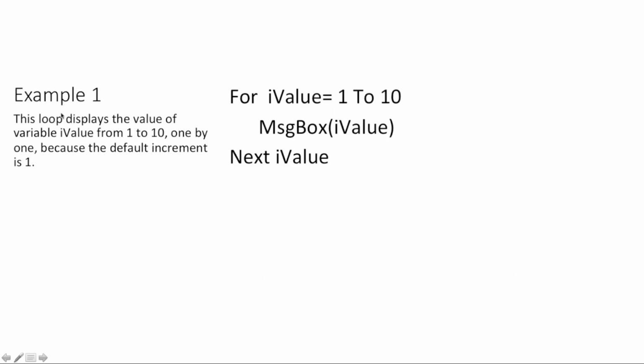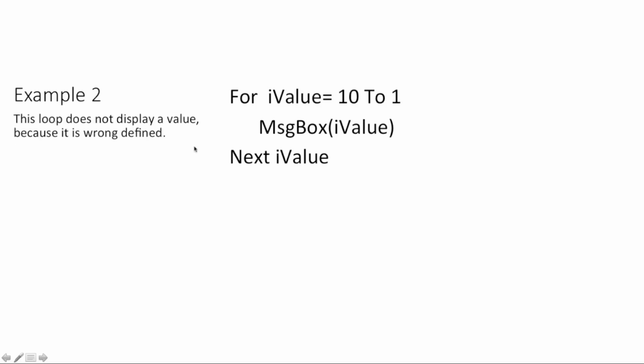Here you have an example. We have a variable that goes from 1 to 10. That variable is I value, and the default increment is 1. So I value goes from 1 to 10, and each time you're displaying the value of I value. So the repeated statement is only the message box, so you're going to display the I value from 1 to 10. It's going to display 1 and then 2 and then 3 and so on until 10.